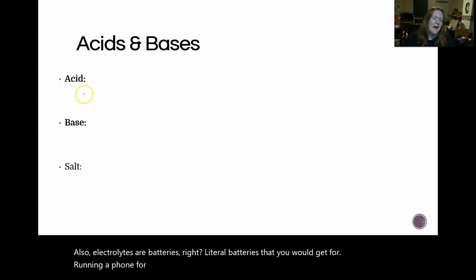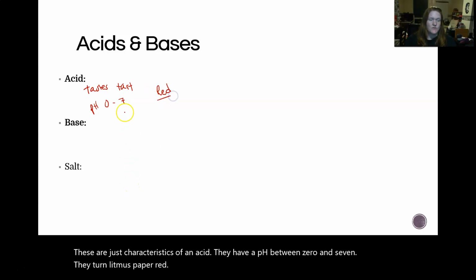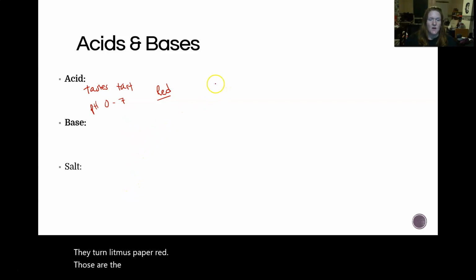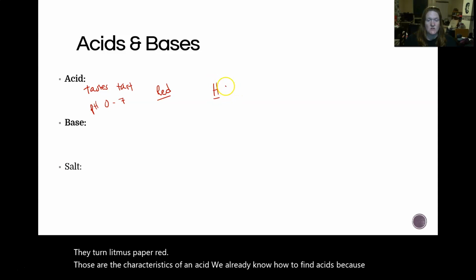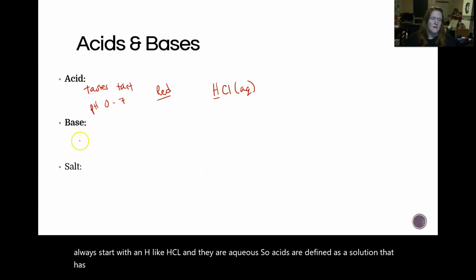Okay, so an acid is something that tastes tart. These are just characteristics of an acid. They have a pH between 0 and 7. They turn litmus paper red. Those are the characteristics of an acid. We already know how to find acids because they always start with an H, like HCl, and they are aqueous. So acids are defined as a solution that has H+ in it.